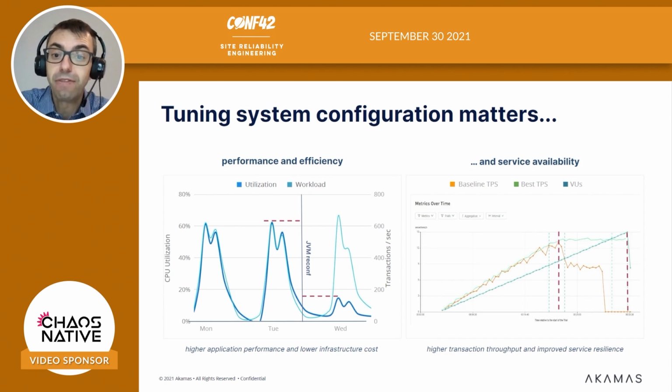On the right, you have another example where an optimal configuration significantly improved service resiliency. While the baseline configuration crashed under load, the best configuration supported the target load with much greater stability. So tuning system configuration really matters. And this does not apply only to Java, it also applies to all the infrastructure levels, from databases to containers, middleware, and application servers to any other technology.